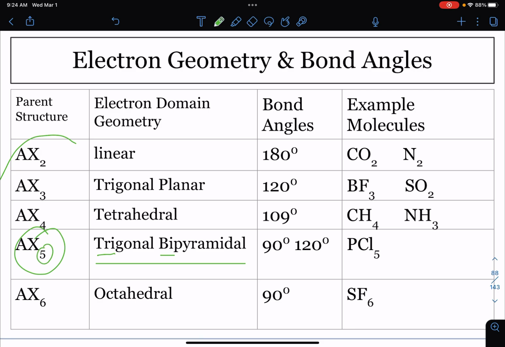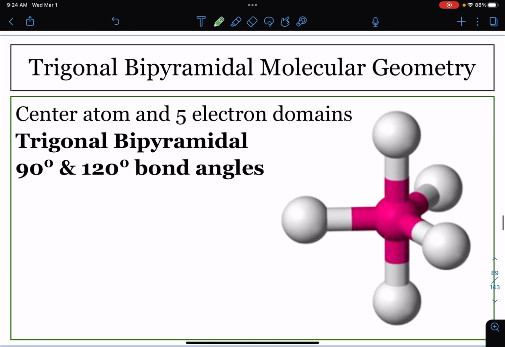The bond angles, we actually have 2 bond angles for this one, 90 and 120, and you'll see why we have 2 different angles in a moment. A good example, PCl5. So let's actually look at the slide for that one.